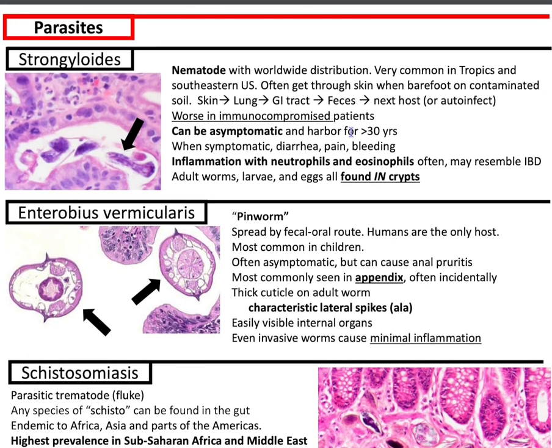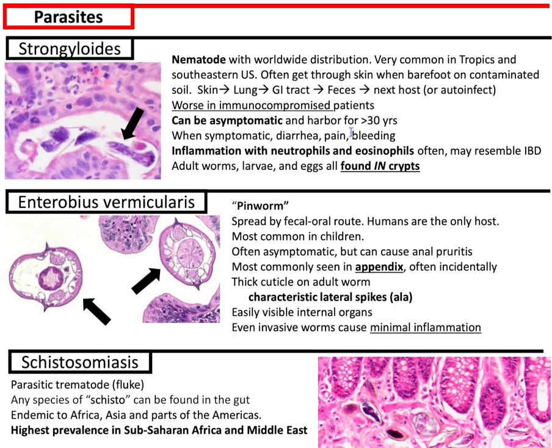And when it is symptomatic, you can have diarrhea, abdominal pain, bleeding, and histologically you'll have inflammation with neutrophils and eosinophils. And it can resemble inflammatory bowel disease. You want to look for those adult worms, larvae, and eggs, as you can see here, all found in the crypts.